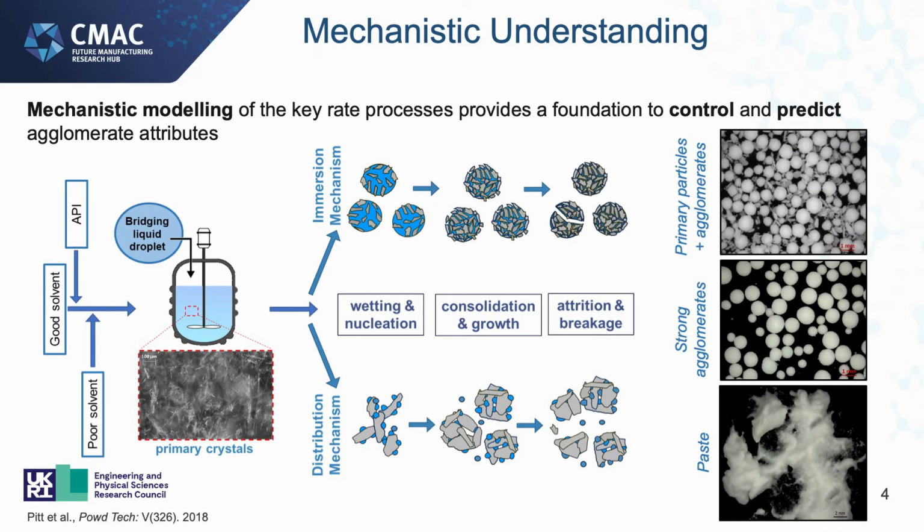But as you know, with many processes, you can have different end products, similar to crystallization processes, depending on which regime you're operating in. This was some work actually done within the CMAC core project by Dr. Kate Pitt, where she showed different end products showing a mixture of primary particles and agglomerates, and also some strong agglomerates, and a paste-like material. So you can see that where we ideally want to be is within forming these strong agglomerates, which will enable and enhance downstream processing.